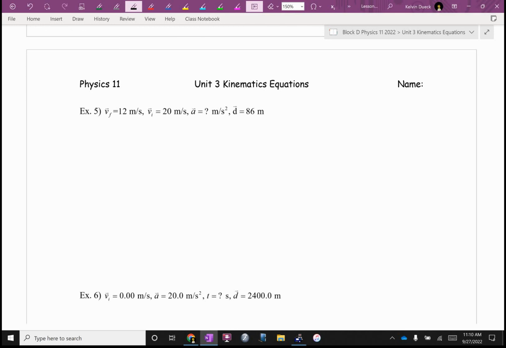Yep. By the way, what you're going to find by about the middle of next week, your brain will have developed a subconscious circuit. You'll glance at this and the equation will pop into your head. It just will. Okay? Quick like a bunny. So, Aaron, I agree with you. We're going to write down VF squared equals VI squared plus 2AD.